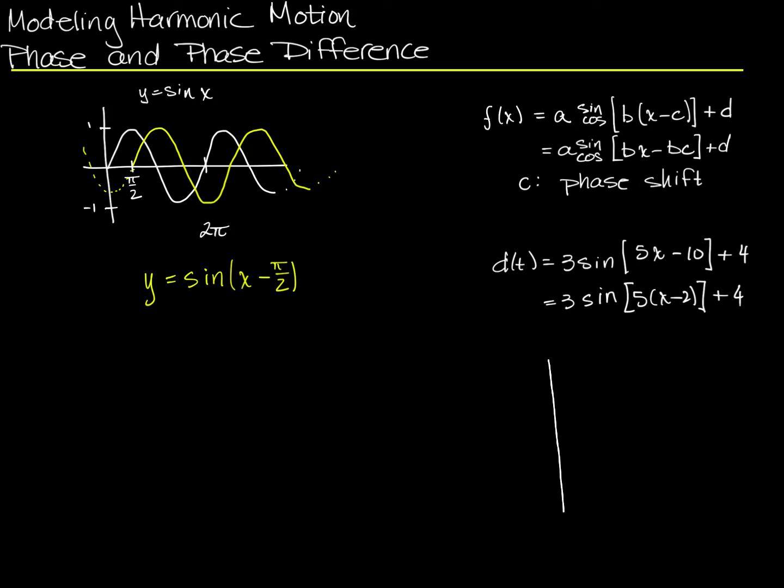Another way to look at this is as though we're going around the unit circle. So looking at my white graph here, let's just pick one cycle. I'll grab a thicker pen and I'll go over one cycle.